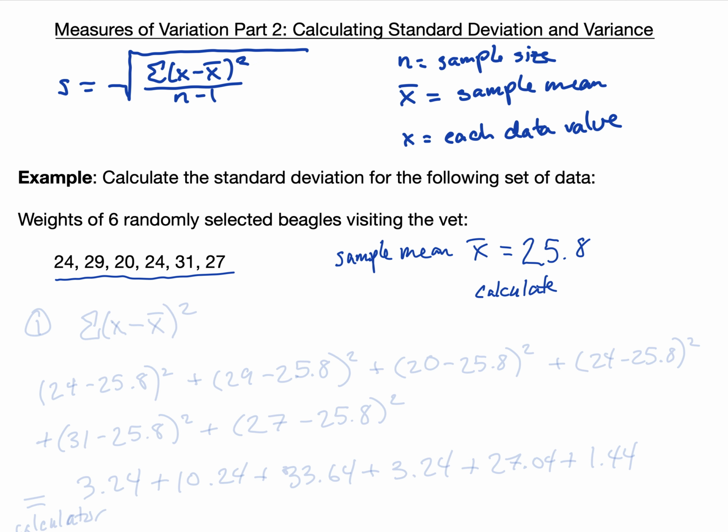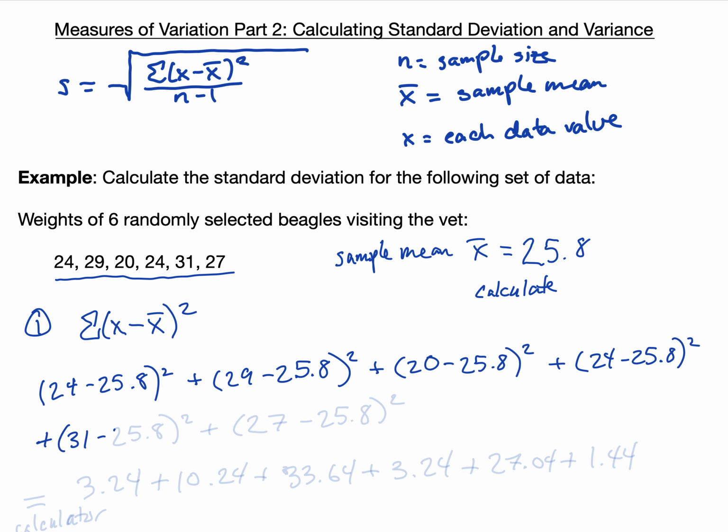Okay, so to find the standard deviation, my first step, if I'm doing this by hand, is to add together the squared differences. So add together each data value minus the sample mean squared. In this case, that would be 24 minus 25.8 squared plus 29 minus 25.8 squared plus 20 minus 25.8 squared plus 24 minus 25.8 squared plus 31 minus 25.8 squared plus 27 minus 25.8 squared. So we're going to add together each of those values and find the sum.